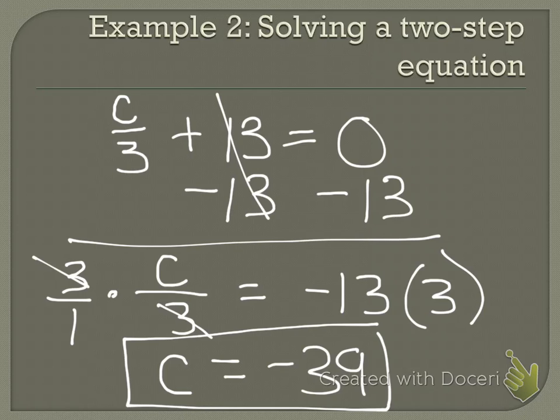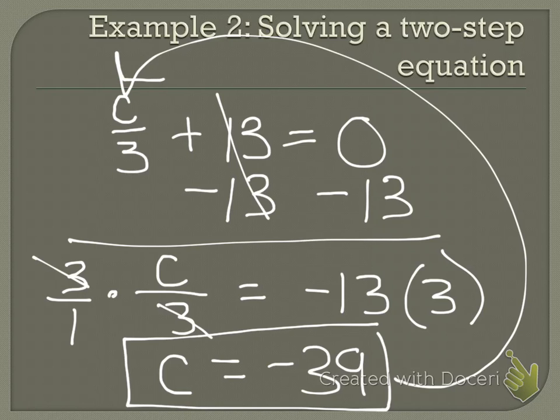How would you check that? Would you do 39? That's a very good question. You would check it the exact same way that you always check it, except now it's a fraction. So you would plug negative 39 back into the original equation. Negative 39 divided by 3 is negative 13, and negative 13 plus 13 is 0. Okay, so it does check out. Now on your homework, make sure that you show how you plugged it back into the original. We don't have room on the whiteboard, but just make sure that you do that on your homework.